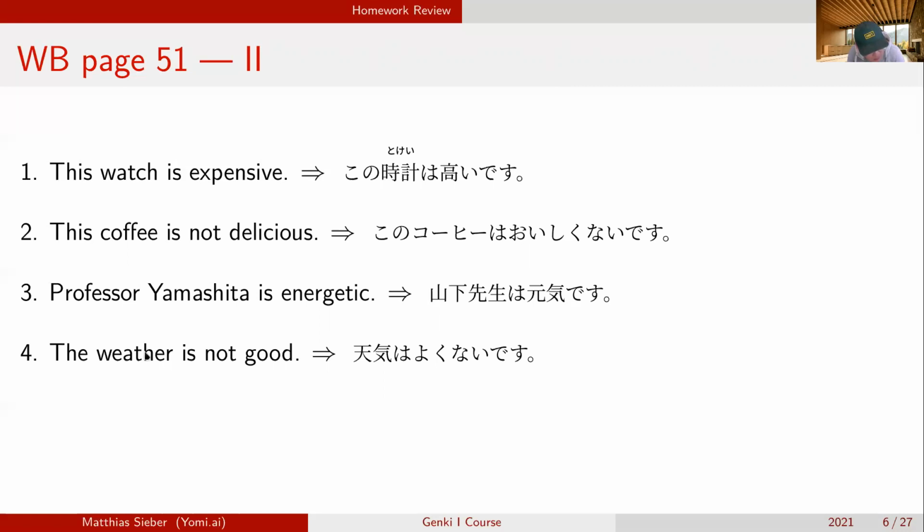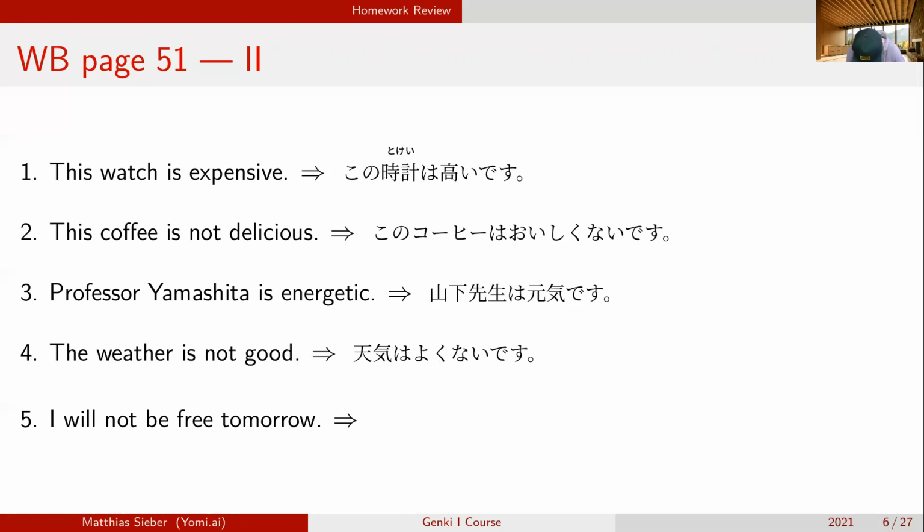Right. The topic is the weather. As for the weather, it is not good. Right. Okay. So ga we use right now only in very specific circumstances. When we introduce a new topic, like the weather, for example, we use the topic particle wa. So tenki wa yokunai desu.